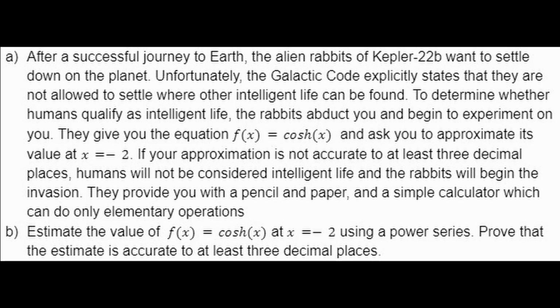They give you the equation f(x) = cosh(x) and ask you to approximate its value at x = -2. If your approximation is not accurate to at least 3 decimal places, humans will not be considered intelligent life and the rabbits will begin the invasion. They provide you with a pencil and paper and a simple calculator which can do only elementary operations.